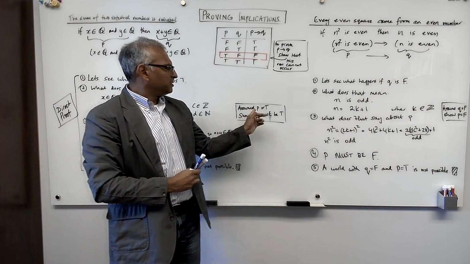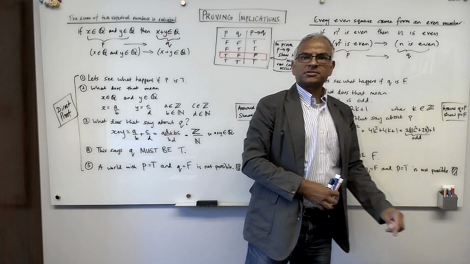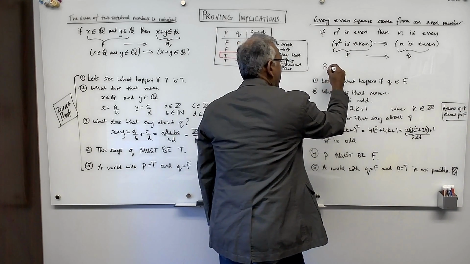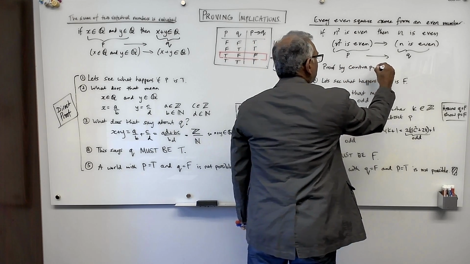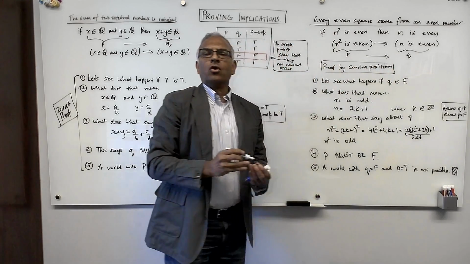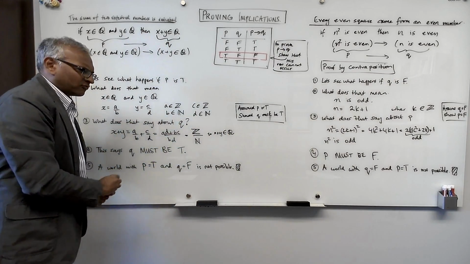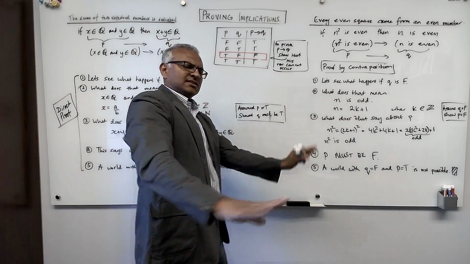Here you assume P true, show Q true. Here you assume Q false, show P false. This method of proof is called a proof by contraposition, or a proof of the contrapositive. And, okay, that's the name of the technique. But the high-level idea of both these proof techniques is the same.